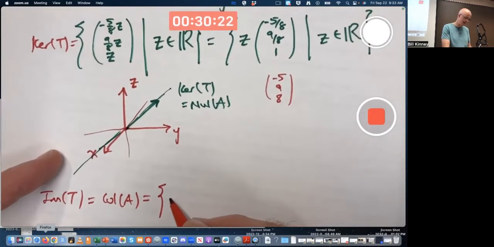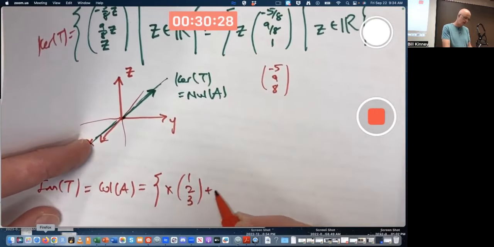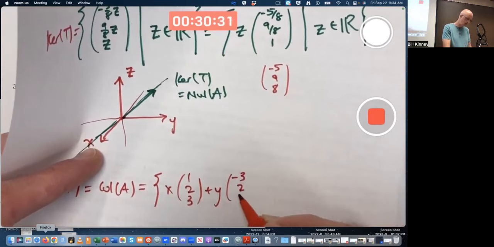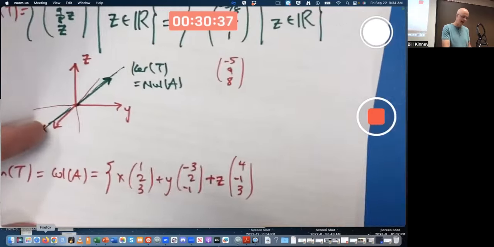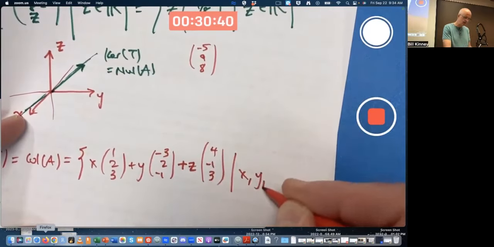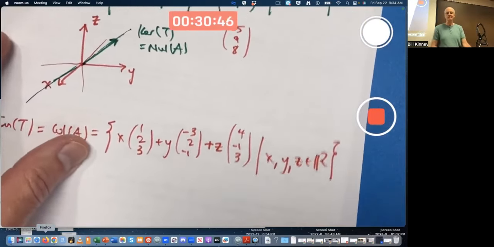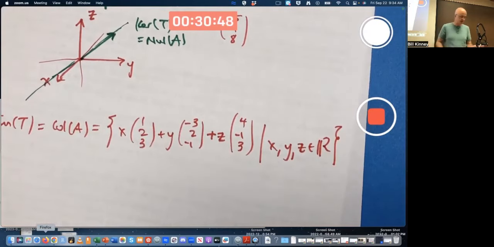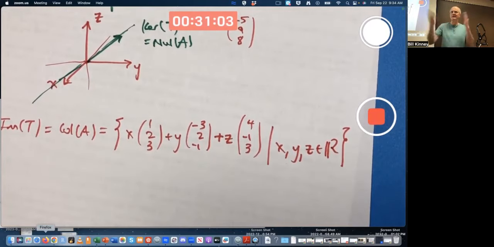So you could write x times the first column, which is 1, 2, 3, plus y times the second column, -3, 2, -1, plus z times the third column, 4, -1, 3, as x, y, and z all vary over the real numbers. There's 3 parameters, x, y, and z. Looking at this, it's not obvious that this is not onto, that you're not going to get all three-dimensional space here. You've got 3 parameters.